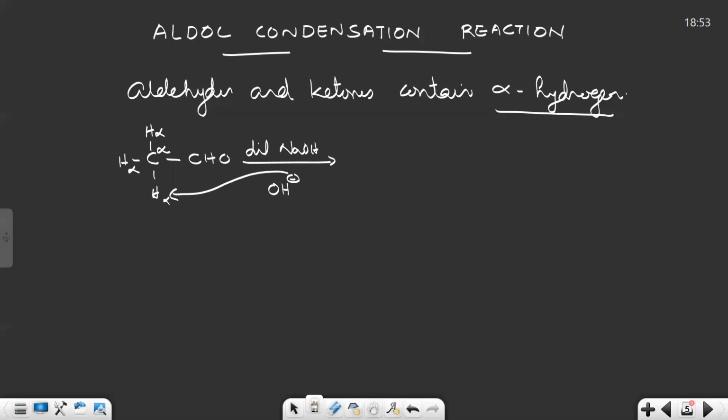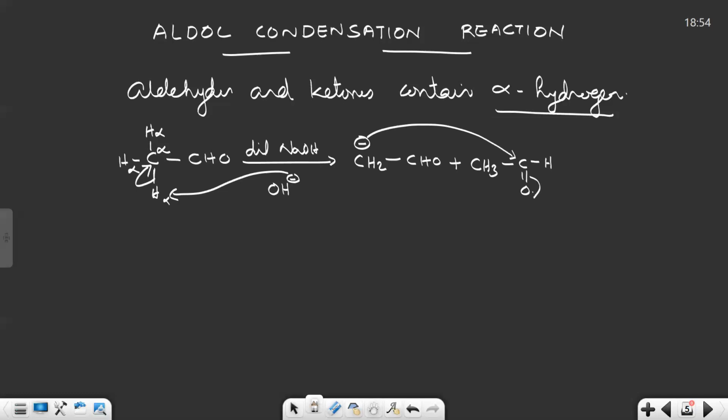So it abstracts an H plus ion and you will get CH2 minus CHO. Why is there a minus? When this hydrogen leaves with OH minus as H plus, these two electrons move back to the carbon atom. So you will get CH2 minus CHO. Now again it reacts with another molecule of the aldehyde. Here you can see there is a carbonyl group. The carbonyl carbon has a partial positive charge, so this negative charge attacks this carbon.